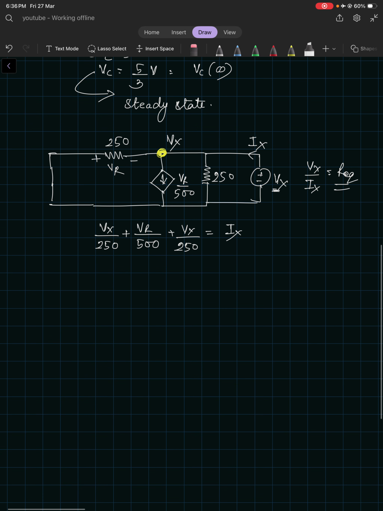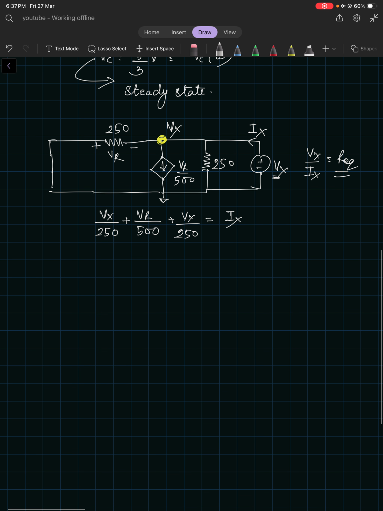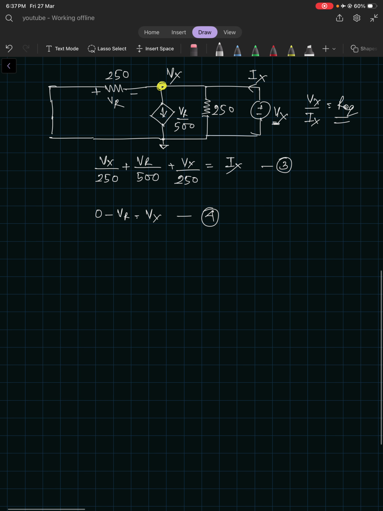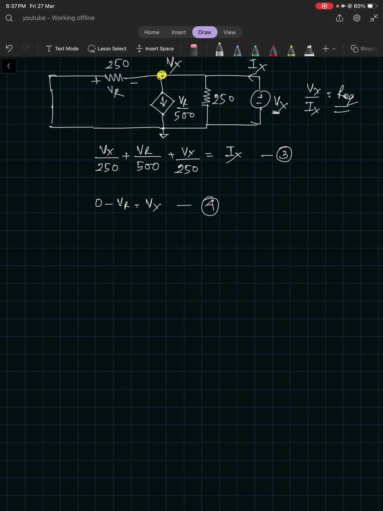Now again the relation between Vx and Vr. So what is this relation? This node is ground. I am free to choose this node as the ground voltage, 0 volts. So 0 minus Vr would be Vx. Simple case. This is equation number 3. This is equation number 4. So Vr is nothing but minus of Vx.